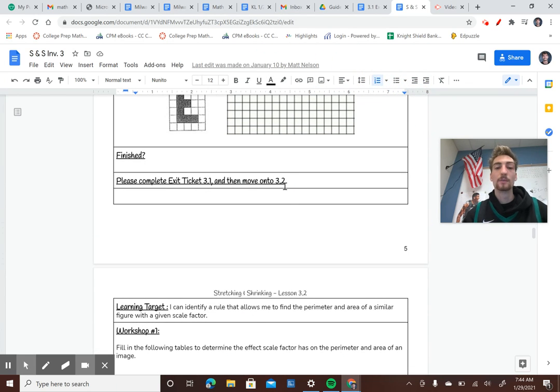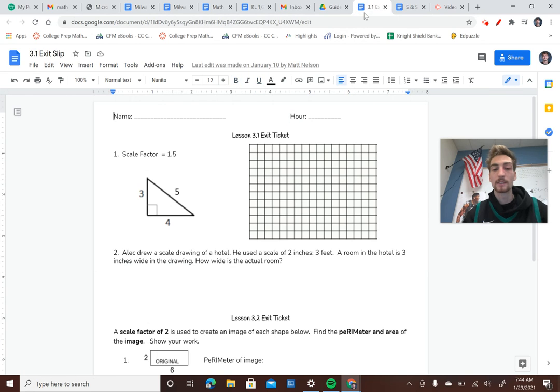And then you're going to complete exit ticket 3.1, and then you're going to move on to lesson 3.2. So our exit ticket is right here. It says we're going to take our scale drawing, which is 3, 4, and 5, and multiply it by the scale factor of 1.5 to get our new drawing. And we're going to draw that right here on this grid. And then we're going to answer question 2. Alec drew a scale drawing of a hotel. He used the scale of 2 inches equals 3 feet. Our room in the hotel is 3 inches wide in the drawing. How wide is the actual room? Okay. All right, thank you very much.